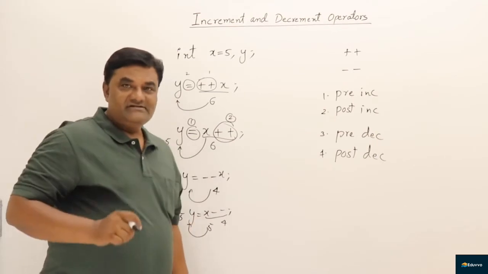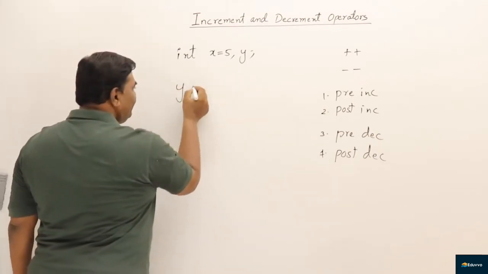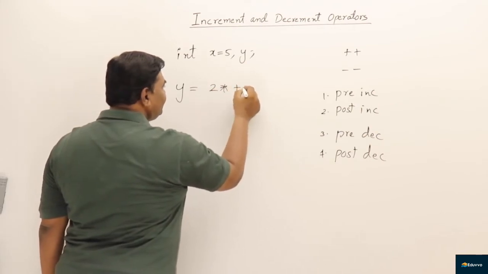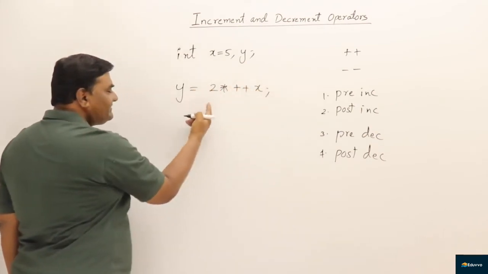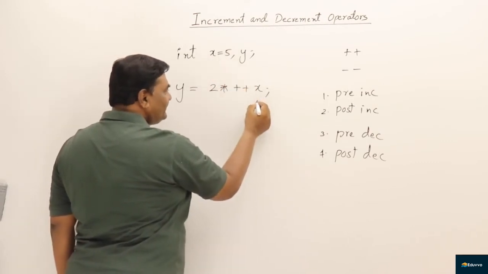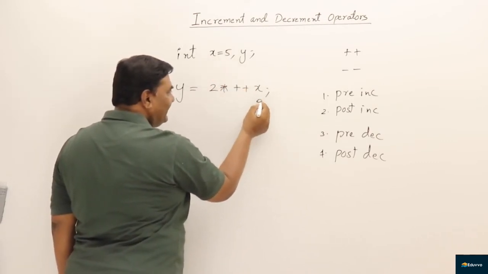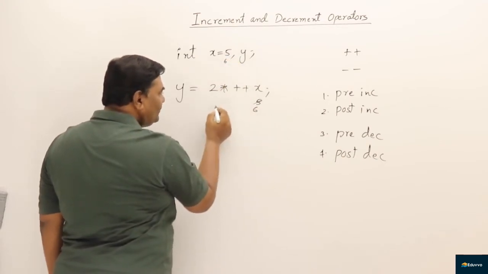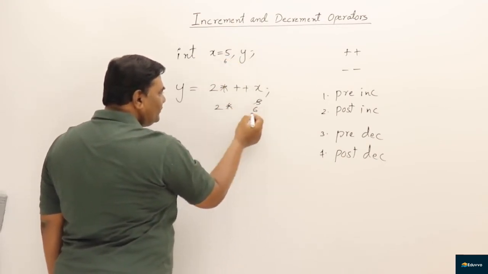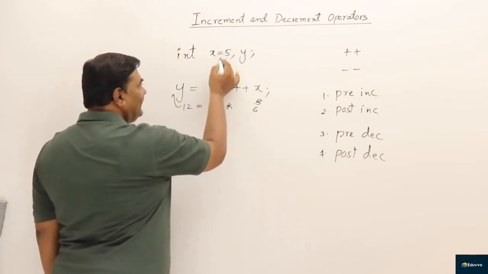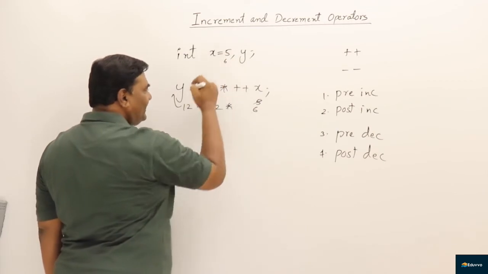I'll show you one more example. If I say y = 2 * ++x, what is the result that comes in y? See, x is 5 now, but with ++, x becomes 6, so this value becomes 6. Then 2 into 6 is multiplied, so 2 sixes are 12. So y will have the value 12 and x will become 6 instead of 5.